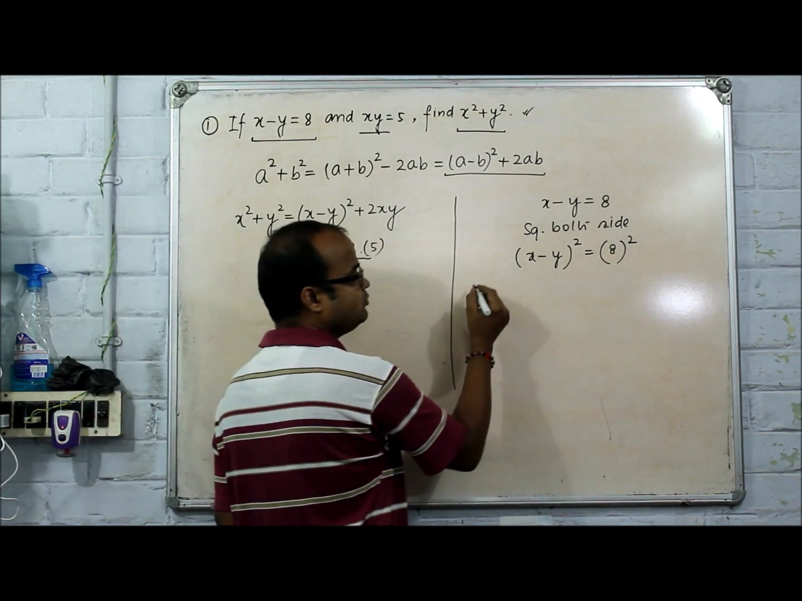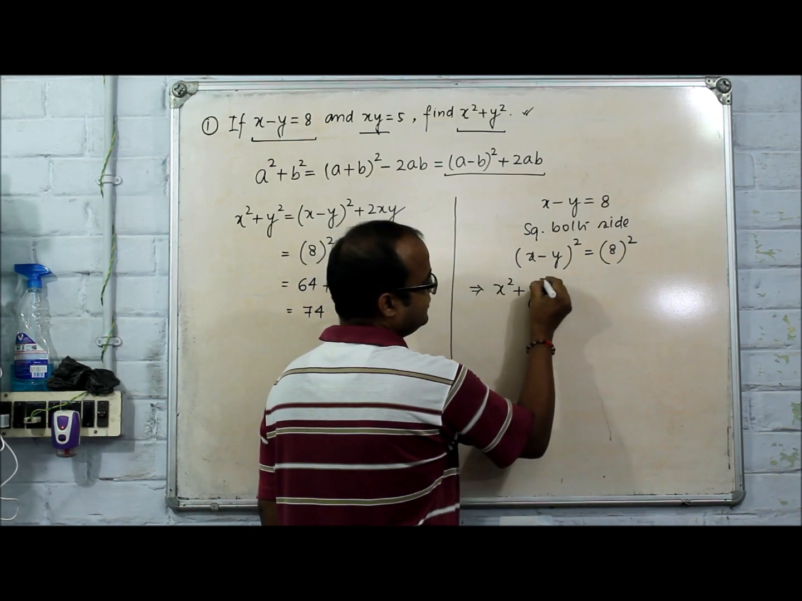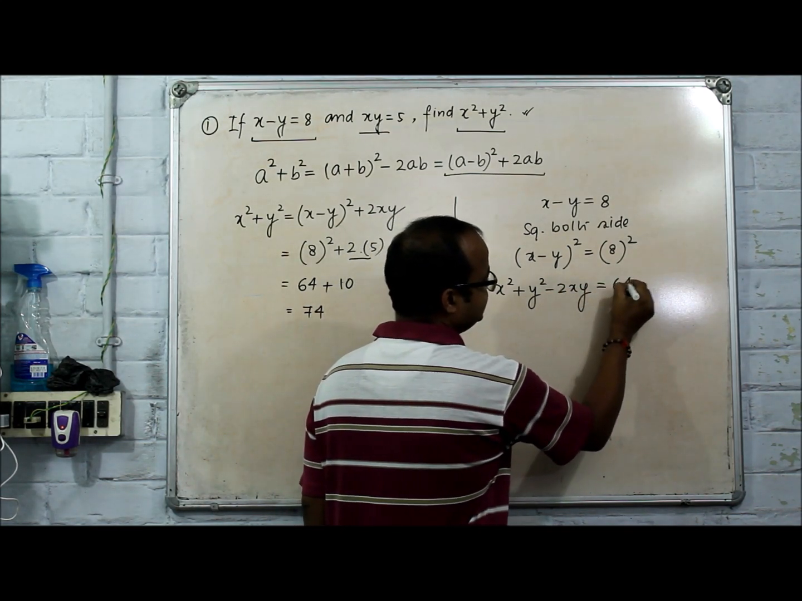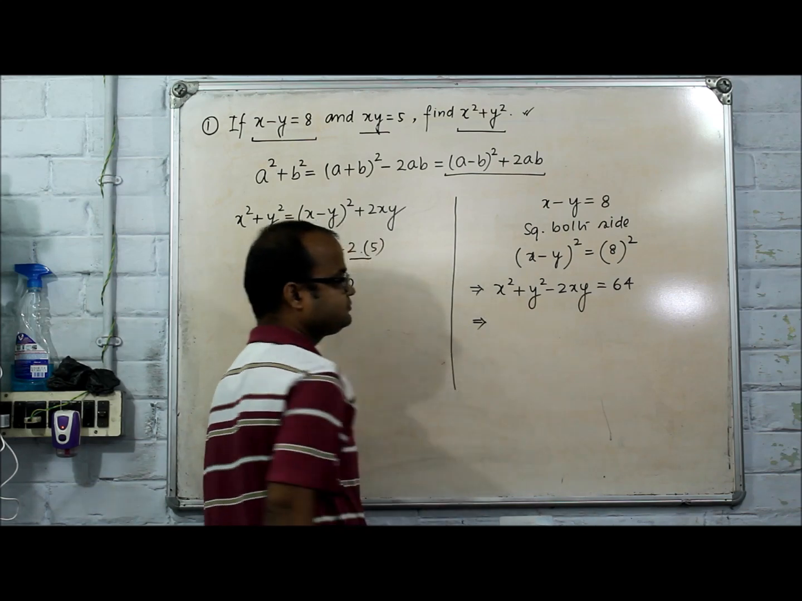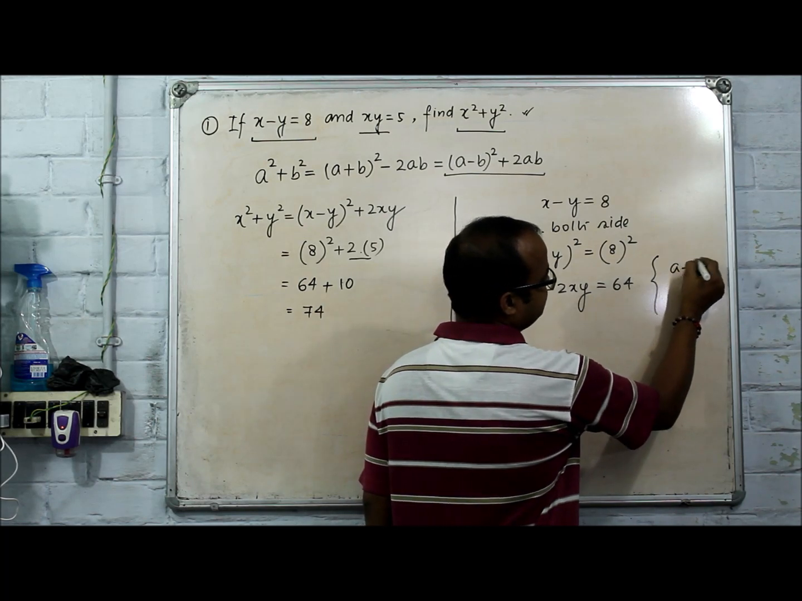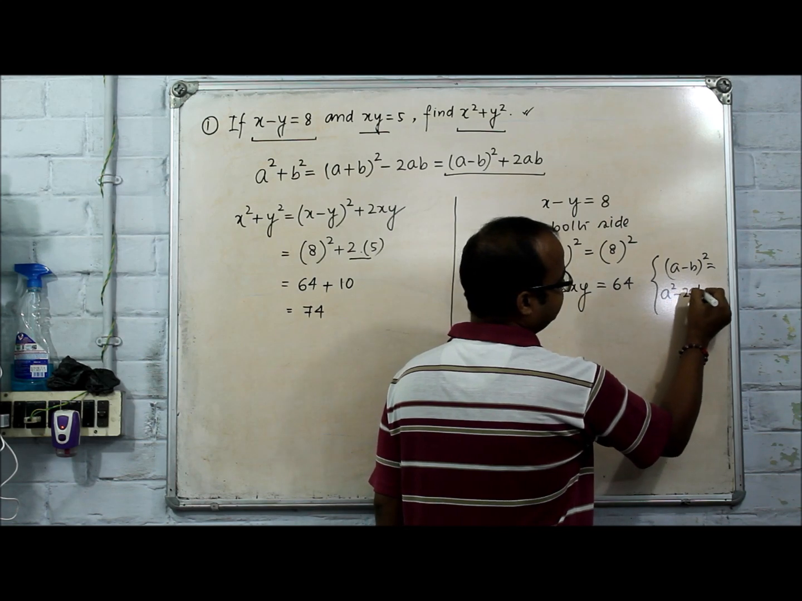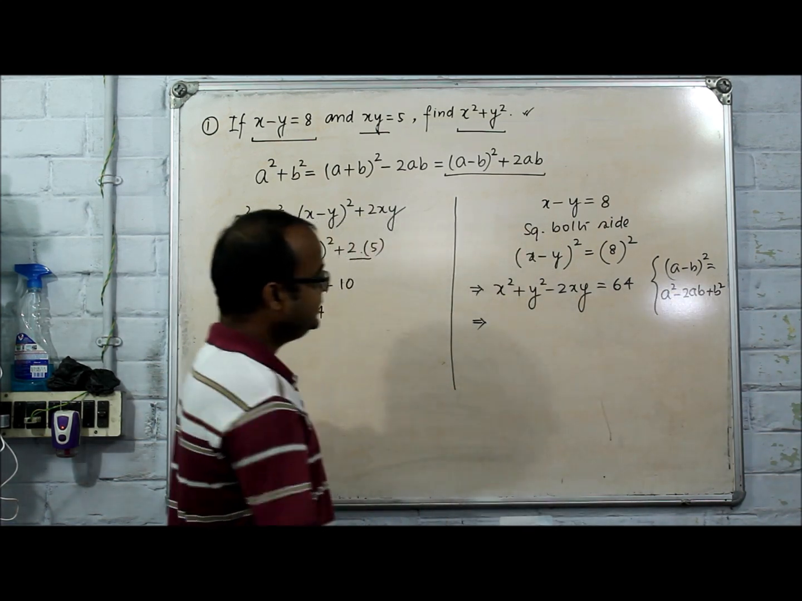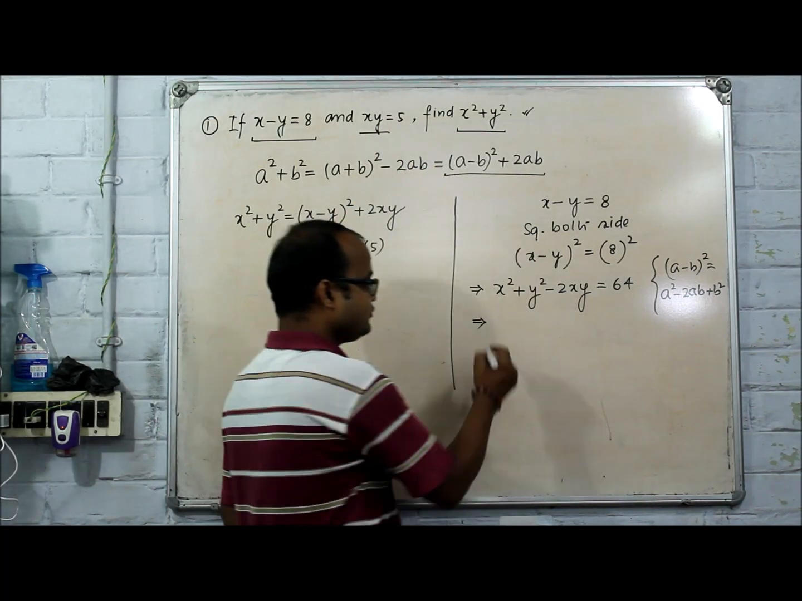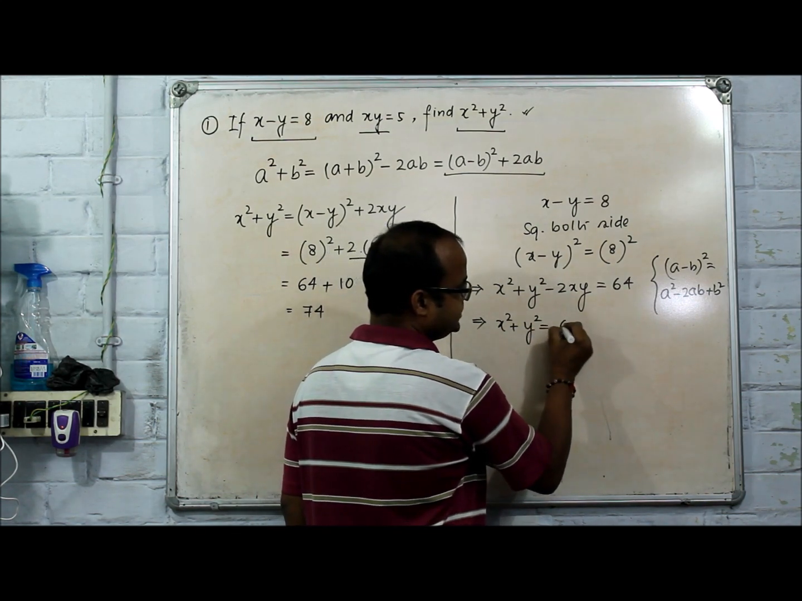Now use the formula a minus b whole square. So a square plus b square minus 2ab is equal to 64. Clear? Here we are using the formula a minus b whole square is equal to a square minus 2ab plus b square. Now in place of xy we substitute the value 5. So we will get x square plus y square is equal to 64.